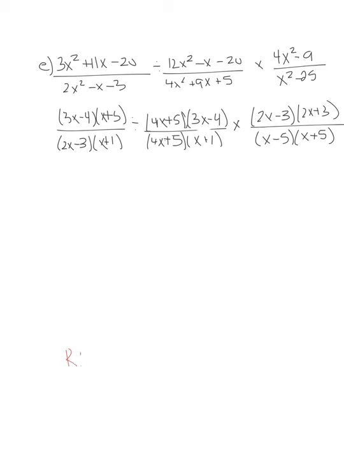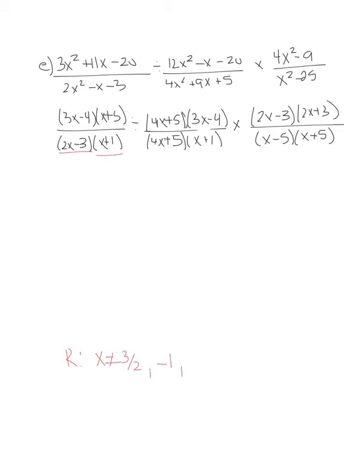So here I have x cannot be a positive 3 over 2. It cannot be negative 1. It cannot be negative 5 over 4. Negative 1 again. Cannot be positive 5, and it cannot be negative 5.